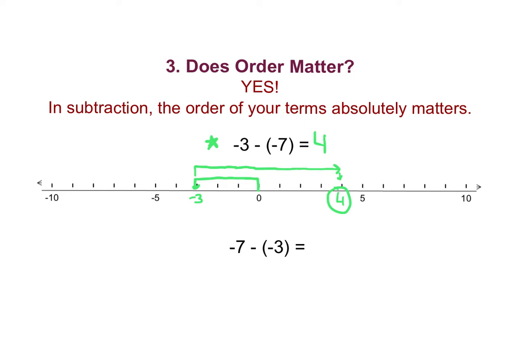Now let's see what happens when we switch that order and instead do negative 7 minus negative 3. Same process, always starting at 0. That negative 7 moves me 7 units to the left. There's negative 7, and this time I'm subtracting 3 negatives instead of 7 negatives. So I start there at negative 7 and move 1, 2, 3 units to the right, and I land here at negative 4. So negative 7 minus negative 3 is negative 4.